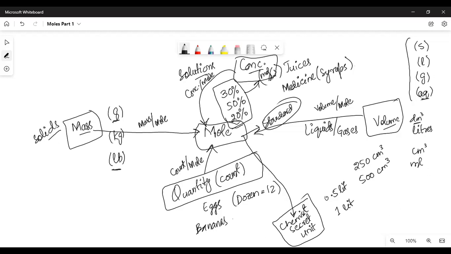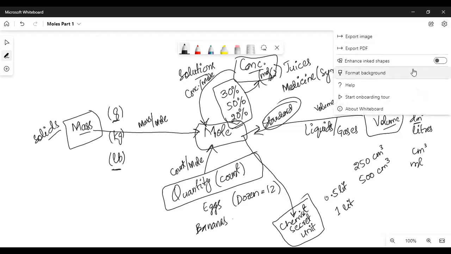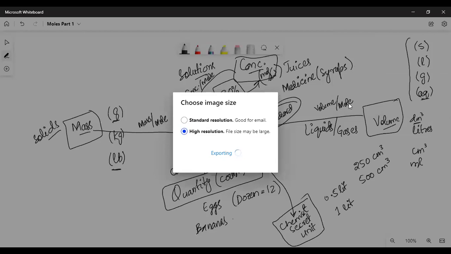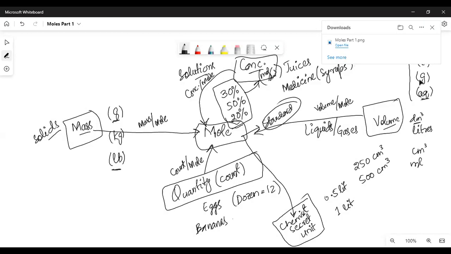Yes, sir. Okay, good, good. So let me export an image. Great.